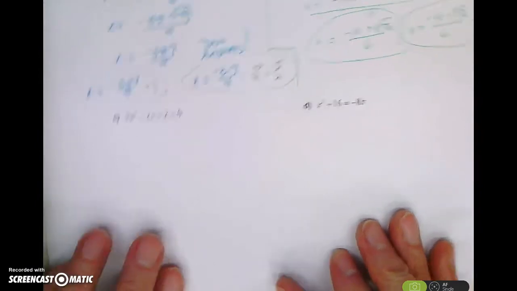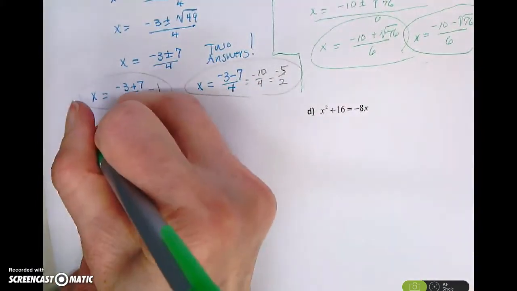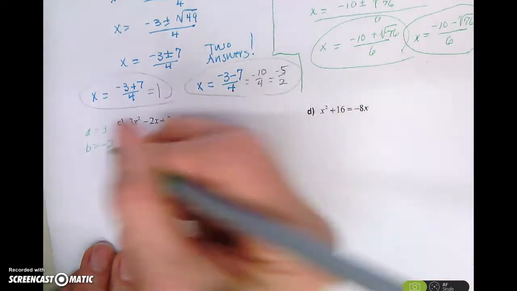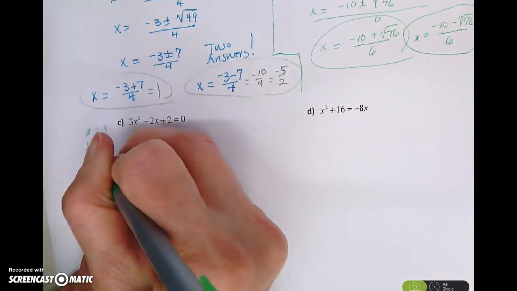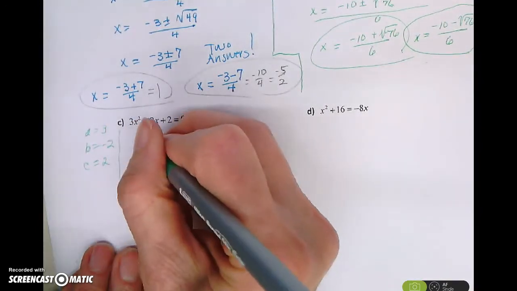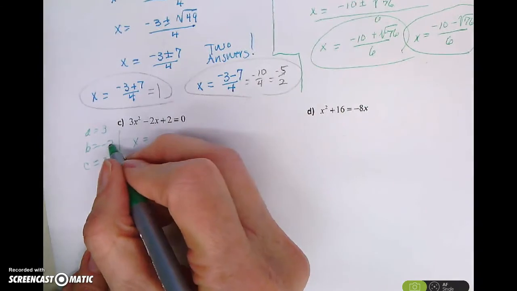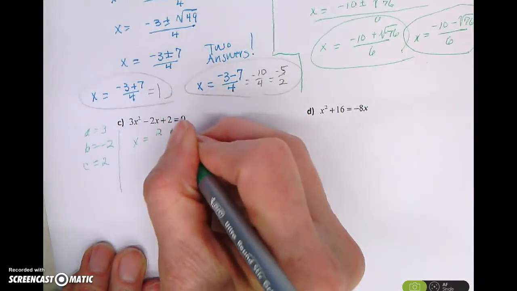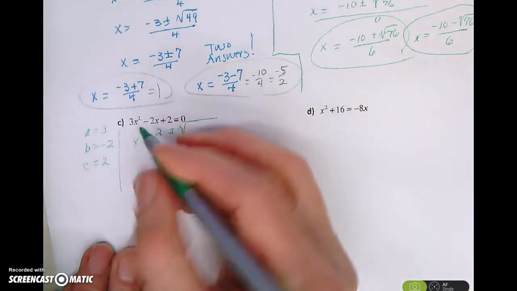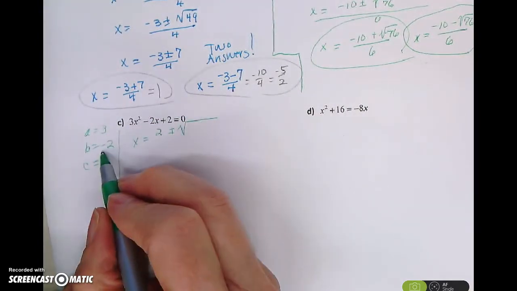Example C, we'll go through. We've got a is 3, b is negative 2, and c is 2. And using the quadratic formula, we get x is equal to the opposite of b, so that's positive 2, plus or minus the square root of b squared. So I'm going to square this, negative 2 times negative 2.